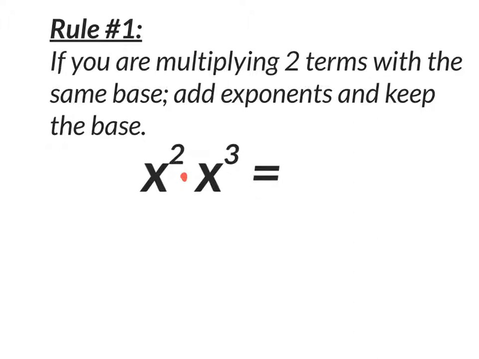When there is no sign between it, we know they're multiplying. So right here we have this situation where we're multiplying 2 terms with the same base, and what we need to do is add the exponents. So the answer would be x to the 5th.